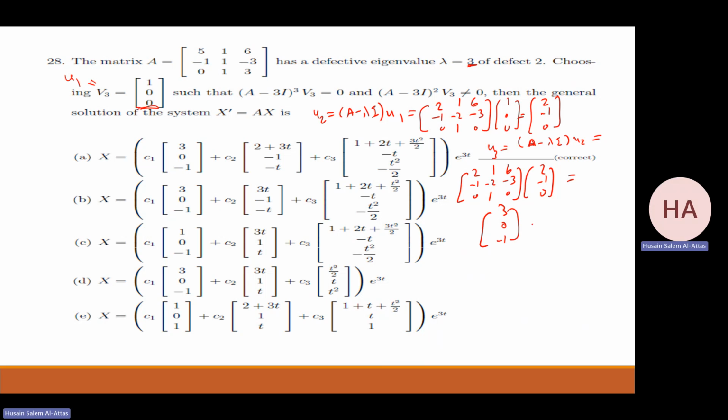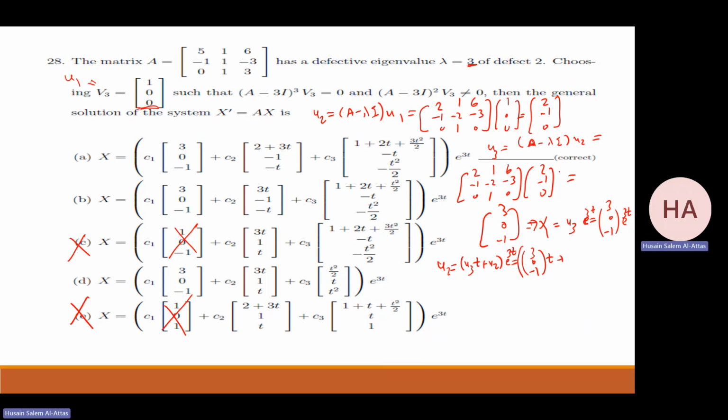That will be U3, so it will be x1. It will be U3 e to the power 3t, which is 3, 0, minus 1, e to the power 3t. So this is wrong, this is wrong. Okay, now x2 will be U3 t plus U2, e to the power 3t. That will be 3, 0, minus 1, t.